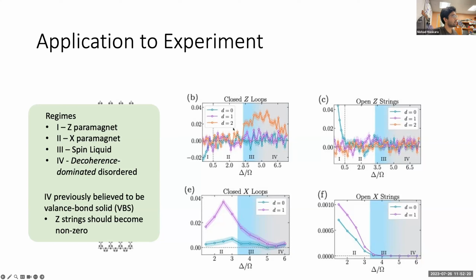Okay, so any questions about experimental results? Yeah. So what's the x-axis? What are delta and omega experimentally in terms of the Rydberg?